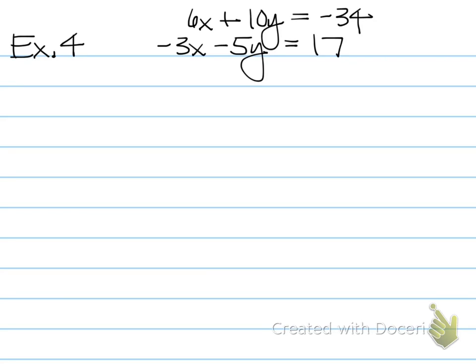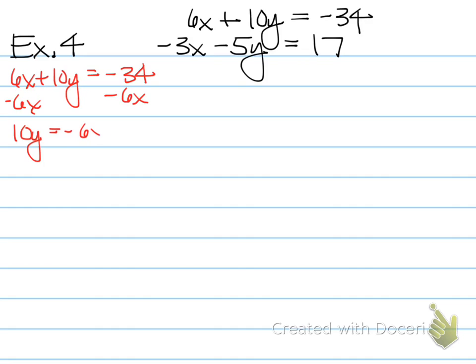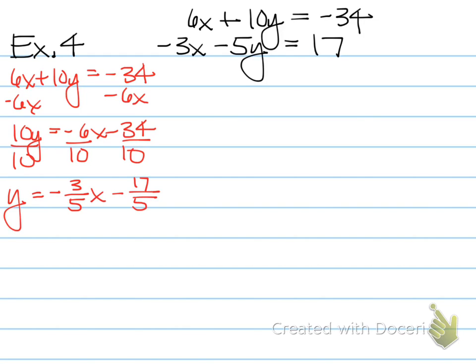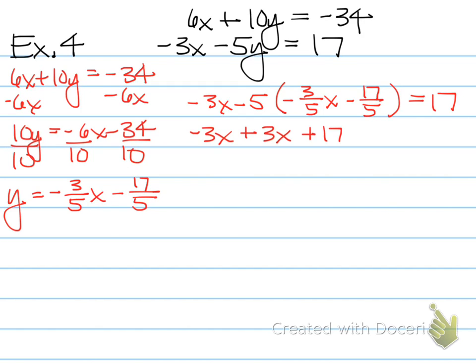And for the last example, we want to set one of the equations equal to one of the variables. So I'm going to take the first equation and set it equal to y. I'm going to start by subtracting 6x from both sides, and then divide both sides by 10. That'll give me y equals negative 3 over 5 x minus 17 over 5. I'm going to plug that in for the y in the second equation, and then distribute the negative 5. Combine the like terms on the left side.